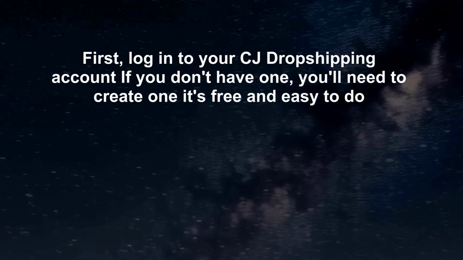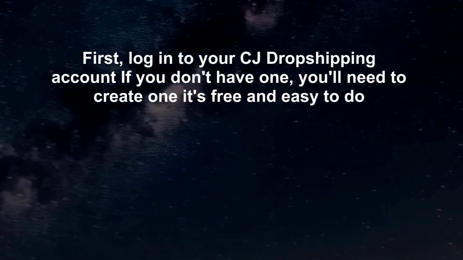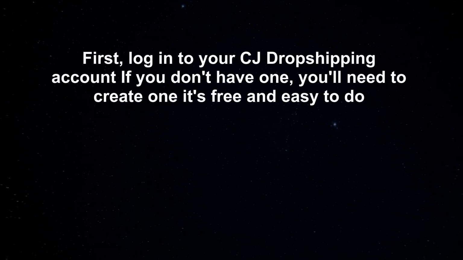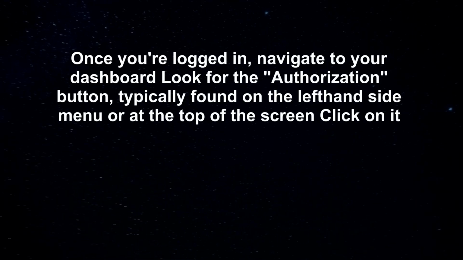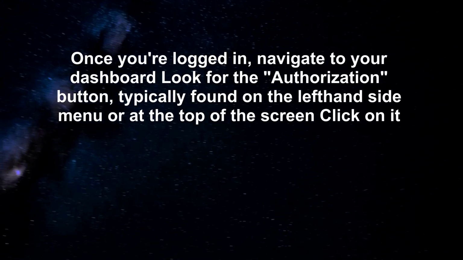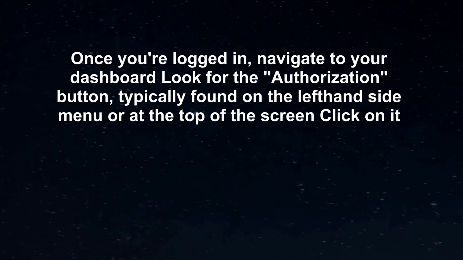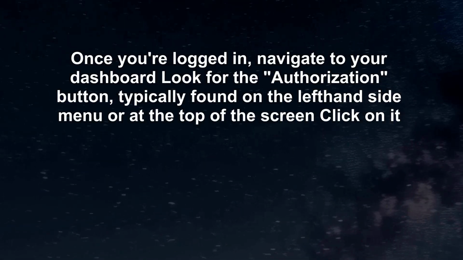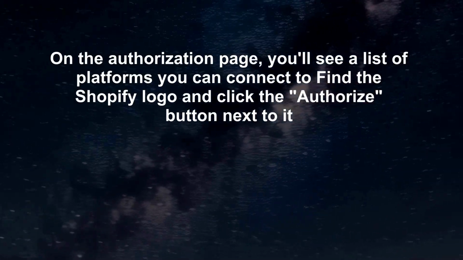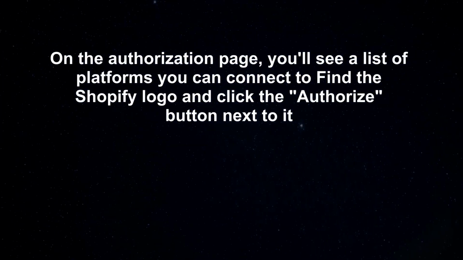First, log into your CJ Dropshipping account. If you don't have one, you'll need to create one. It's free and easy to do. Once you're logged in, navigate to your dashboard. Look for the authorization button, typically found on the left-hand side menu or at the top of the screen. Click on it. On the authorization page, you'll see a list of platforms you can connect to.